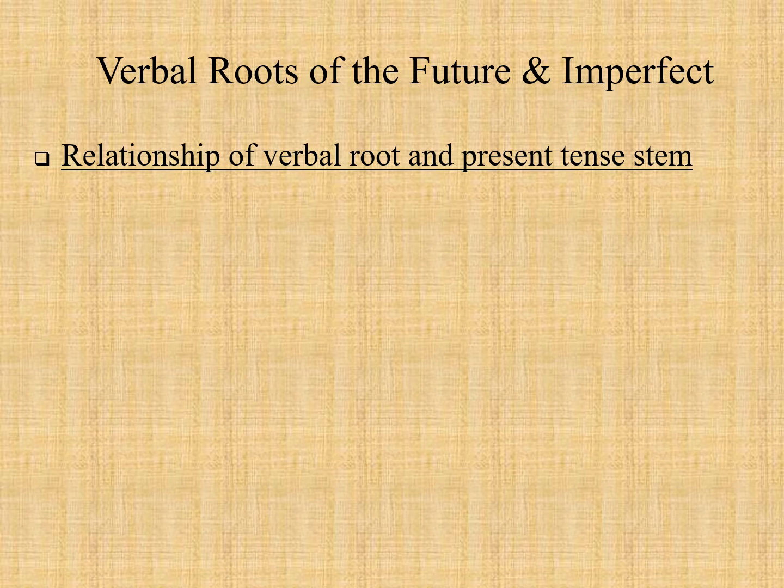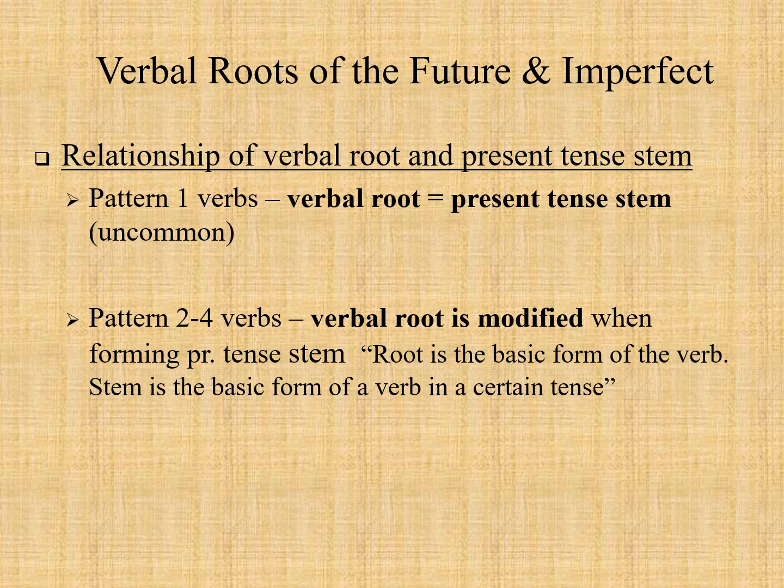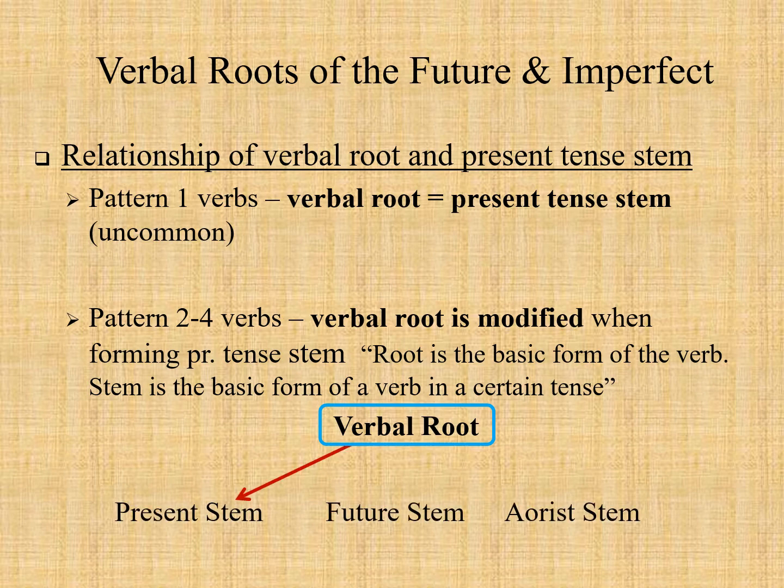So the relationship of the verbal root and present stem. We're going to start looking at different verbal patterns. In the pattern 1 verbs, the verbal root is identical to the present tense stem, even though that's usually quite uncommon. Then in patterns 2 to 4 verbs, the verbal root is modified when forming the present tense stem. So actually the root is not the same as the present stem. So here's an illustration. For verbs, we have the verbal root, and then we can identify the present stem that is connected to the verbal root, future stem connected to the verbal root, and aorist stem that is connected to the verbal root.